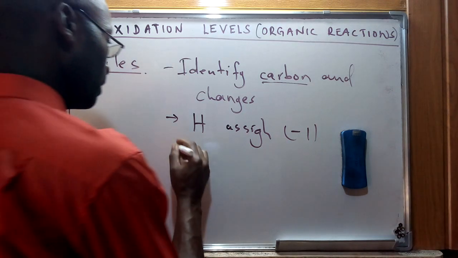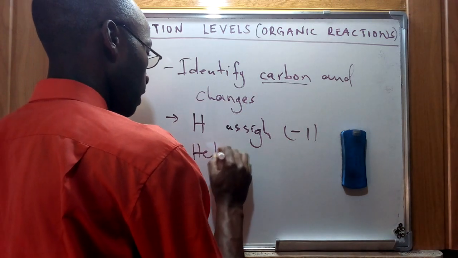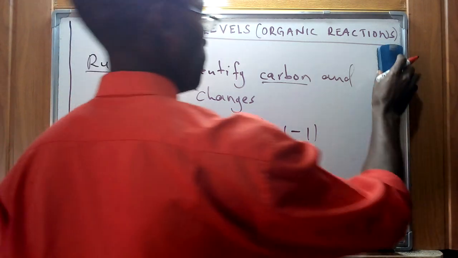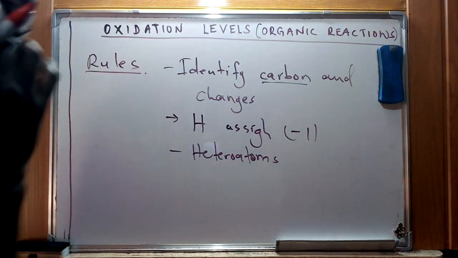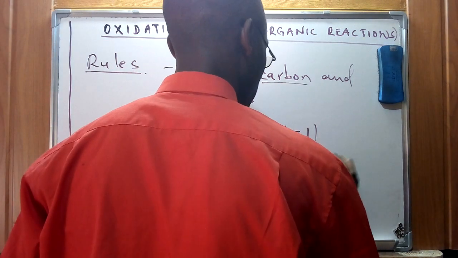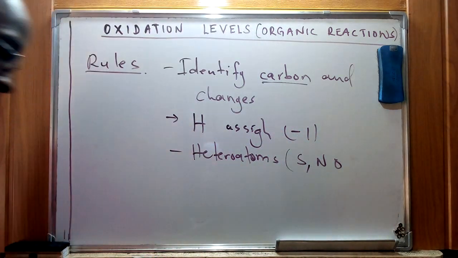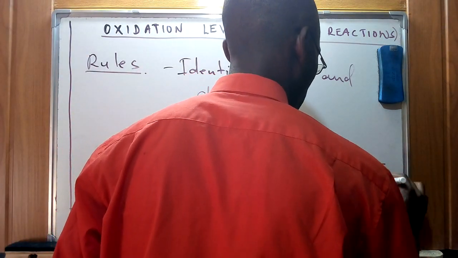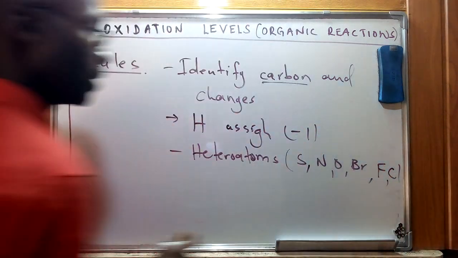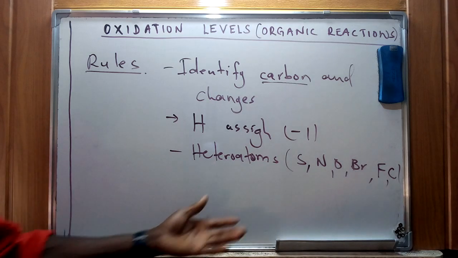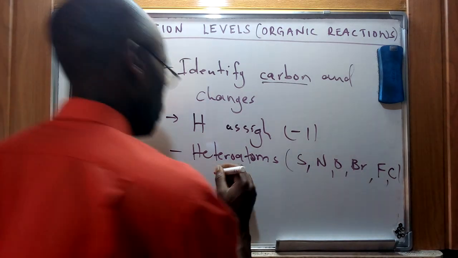But for other heteroatoms, and in this case I'm talking about them in relation to carbon, this refers to sulfur, nitrogen, oxygen, perhaps bromine, fluorine, chlorine, etc., which are attached to the carbon atom and are generally referred to as heteroatoms. Then we are going to assign a charge of +1.